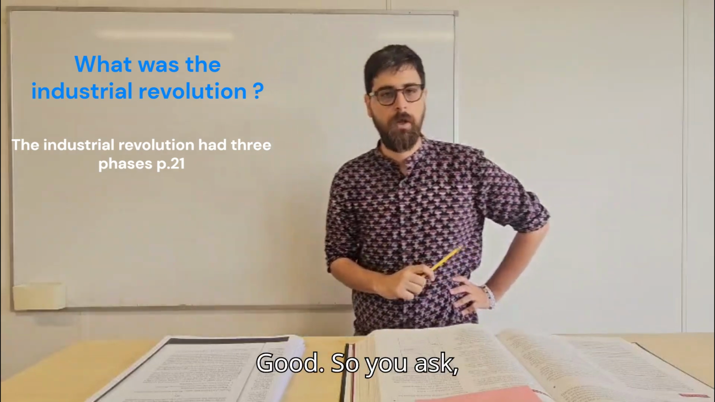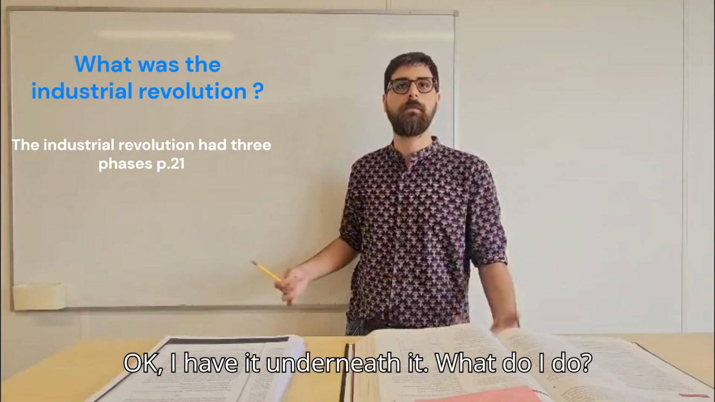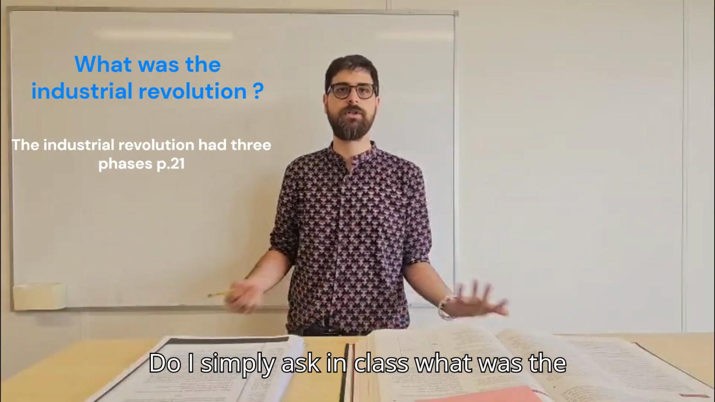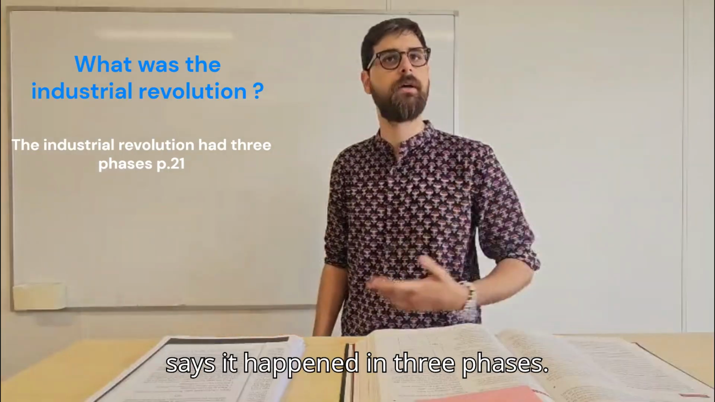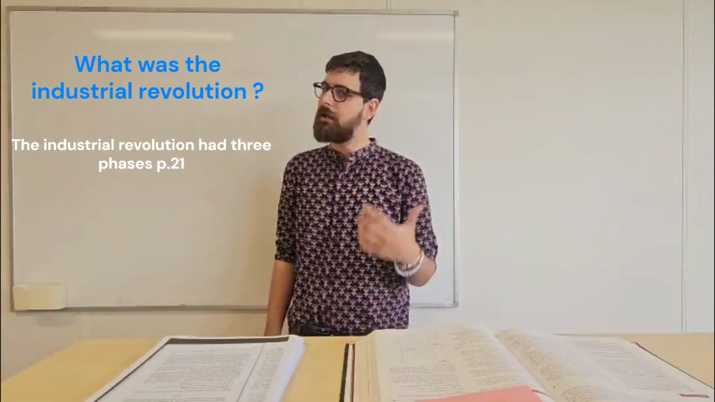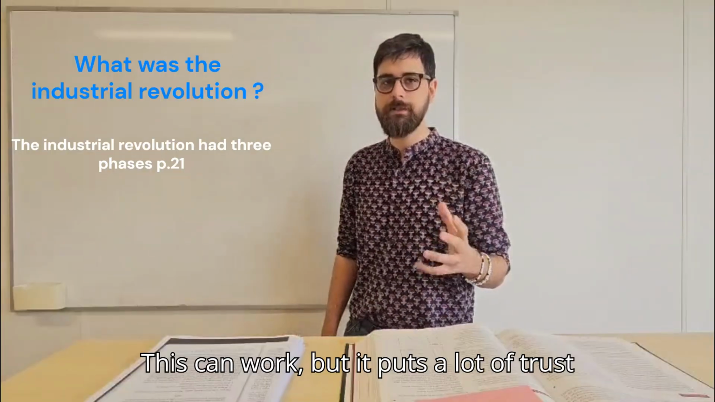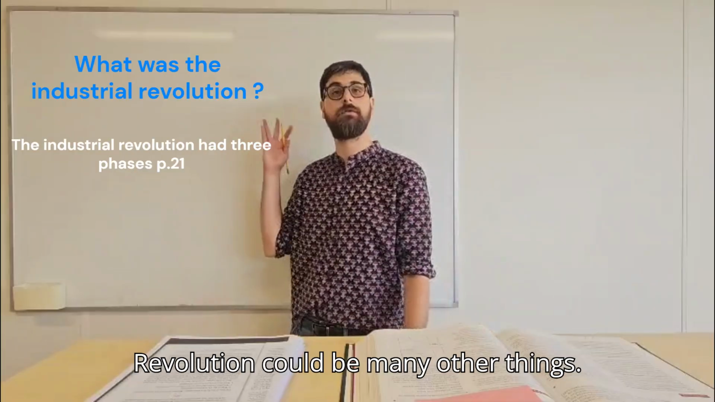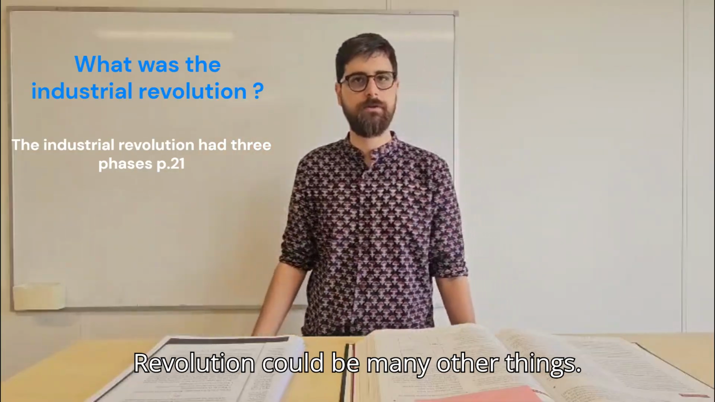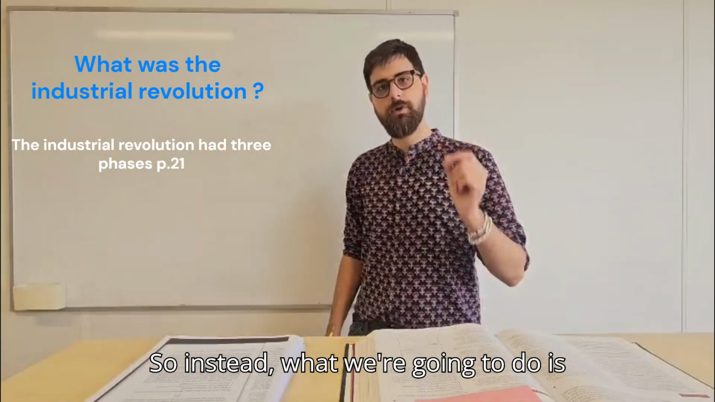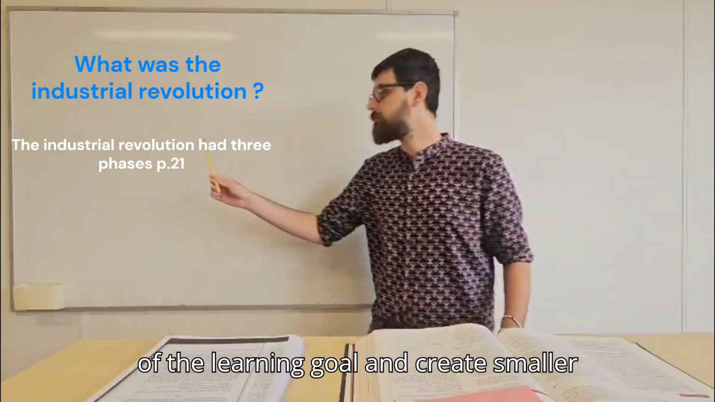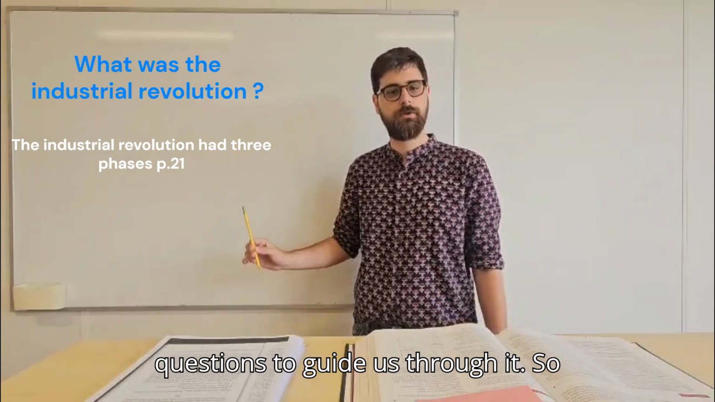Good. So you ask, okay, I have it underneath it. What do I do? Do I simply ask in class what was the Industrial Revolution? I hope somebody says it happened in 3 phases. This can work, but it puts a lot of trust that people know exactly what you want to say, because what is the Industrial Revolution could be many other things. So instead, what we're going to do is we're going to take the bigger question of the learning goal and create smaller questions to guide us through it.